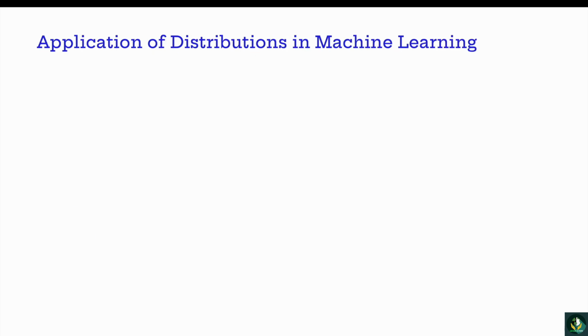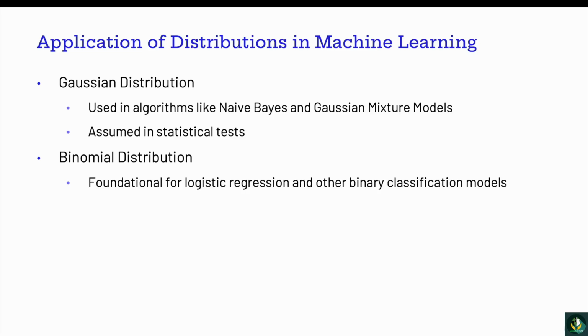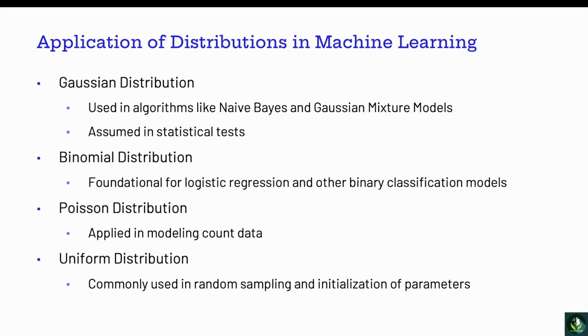Next, let's look at applications of distributions in machine learning. So Gaussian distribution, which we discussed, is used in algorithms like naive Bayes and Gaussian mixture models. It's assumed in statistical tests. Binomial distribution, on the other hand, is foundational for logistic regression and other binary classification models. We have Poisson distribution, which is applied in modeling count data, for example customer arrivals. And then finally, the uniform distribution is commonly used in random sampling and initialization of parameters.